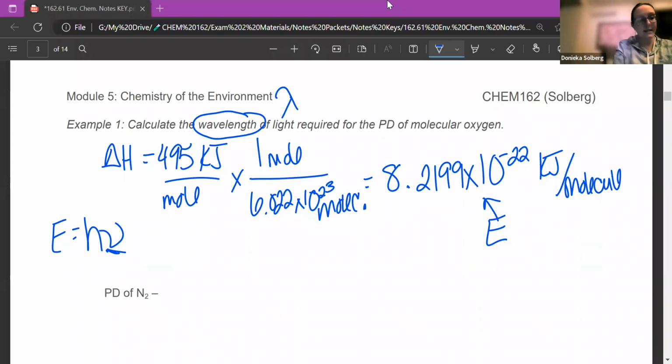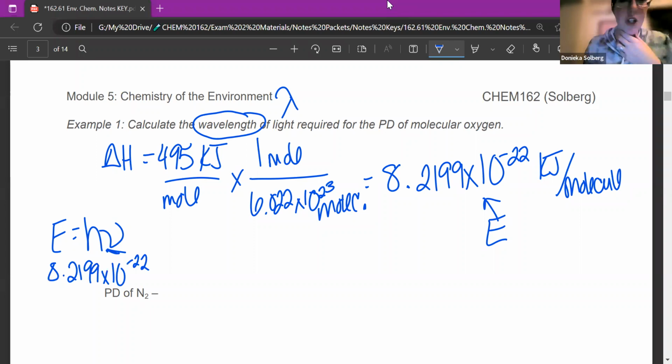Okay, so I'm going to plug this in. I've got 8.2199 times 10 to the negative 22nd. Actually, I'm going to go ahead and put this into joules because my h is in joule seconds. I wrote it above. So they both have to be in joules. All of our units have to match. So I'm going to multiply by 1,000, which means this is not going to be negative 22. It's going to be negative 19 joules equals h. H is a constant.